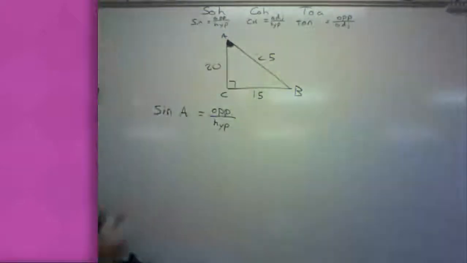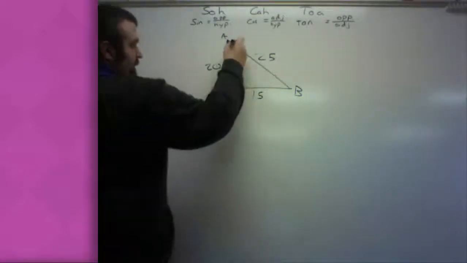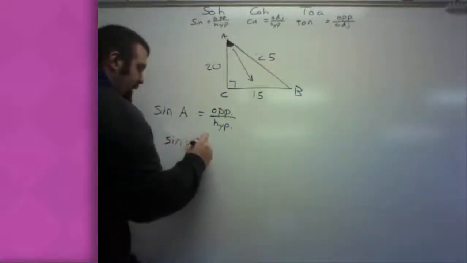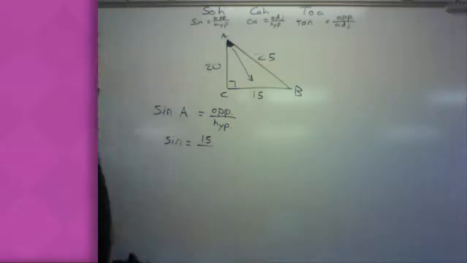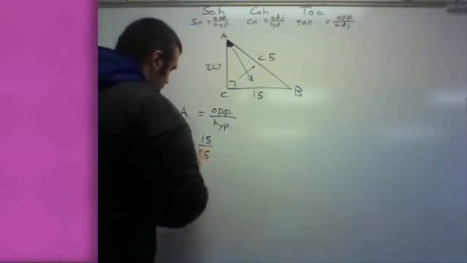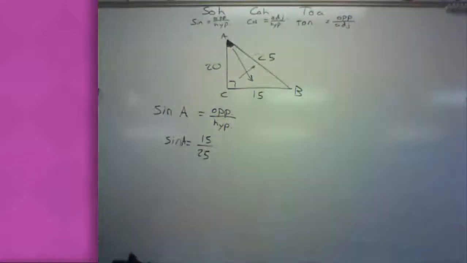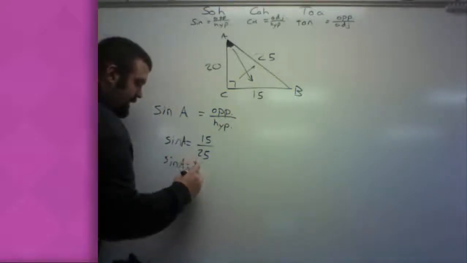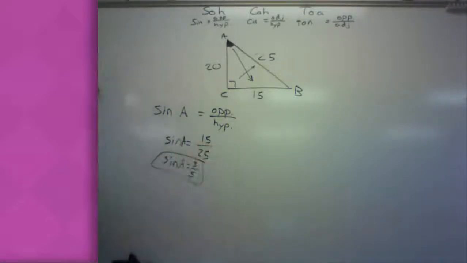Now that I have it marked, the opposite leg is 15. So if I was doing the sine of A here, it's 15 over the hypotenuse. The hypotenuse is always across from the right angle. That's 25 here. So the sine of A is 15 over 25, or reduced, the sine of A is 3 to 5. Yes, this is a 3, 4, 5 right triangle.